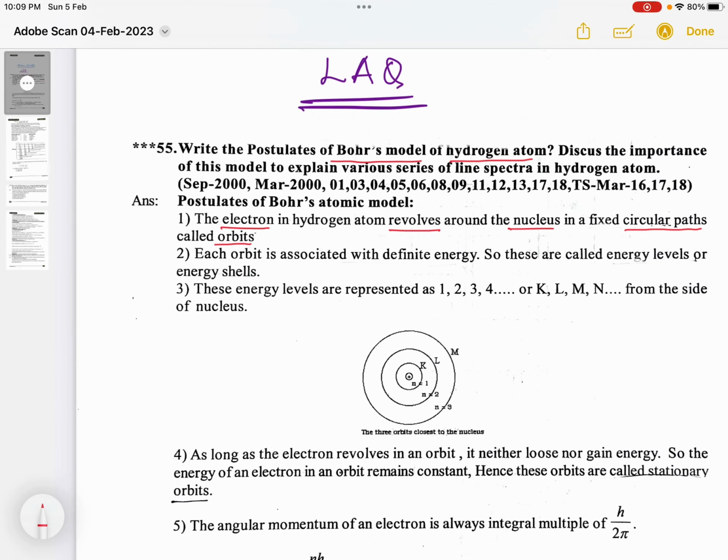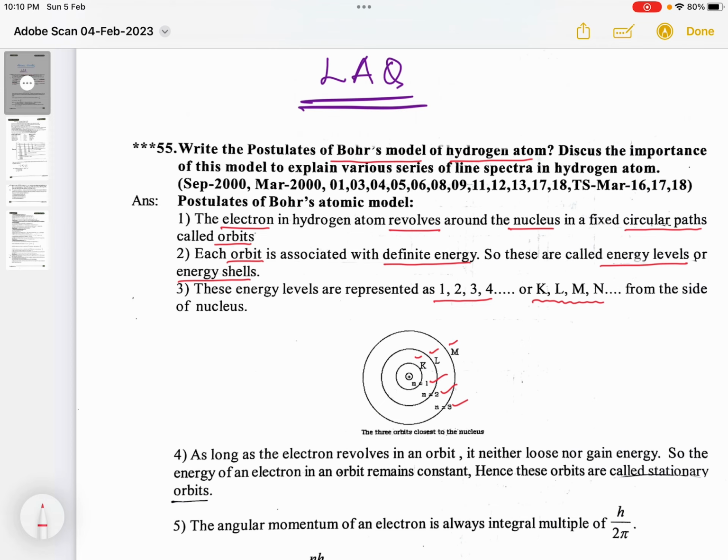Next, each orbit is associated with a definite energy. So these are called energy levels or energy shells. These energy shells are represented as 1, 2, 3, 4 or K, L, M, N from the side of the nucleus. So here below this point there is a diagram. Each orbit is represented with the alphabets K, L, M, like this, or you can also represent with n. n is equal to 1, 2, 3, 4 and so on.